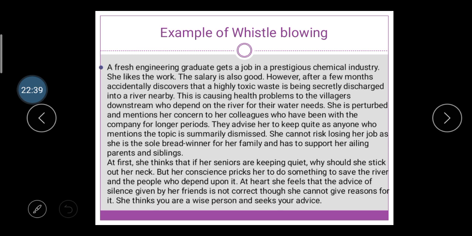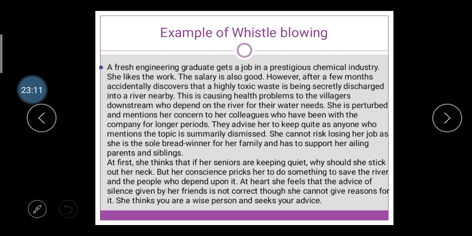So she informed her colleagues who have been working for this company for a longer time. They advised her to keep quiet, as anyone who mentioned the topic is likely to be dismissed. She cannot risk losing her job, as she is the sole breadwinner for her family and has to support her ailing parents and siblings.